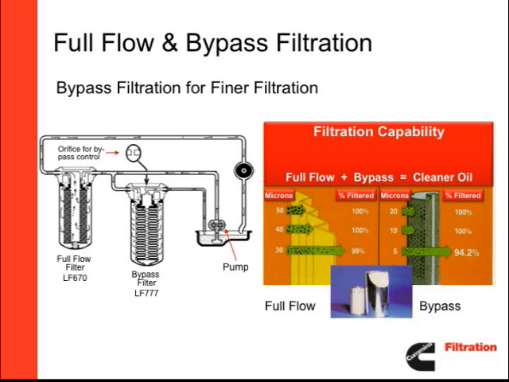And as the sizes get smaller, the efficiency drops even further. Now look at the bypass filter. It takes over and accounts for efficient removal of the finer particles smaller than 40 microns. The bypass filter pictured at the bottom right is the first filter designed for this purpose, the LF750.